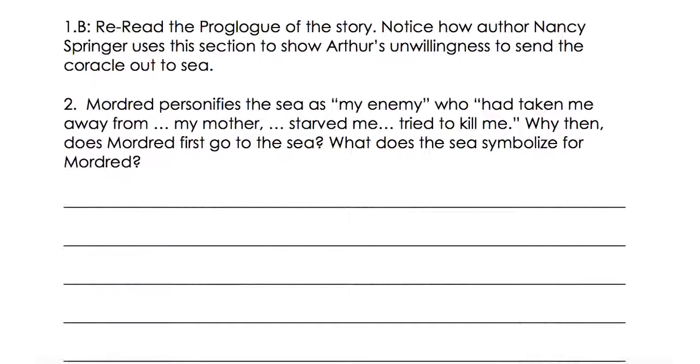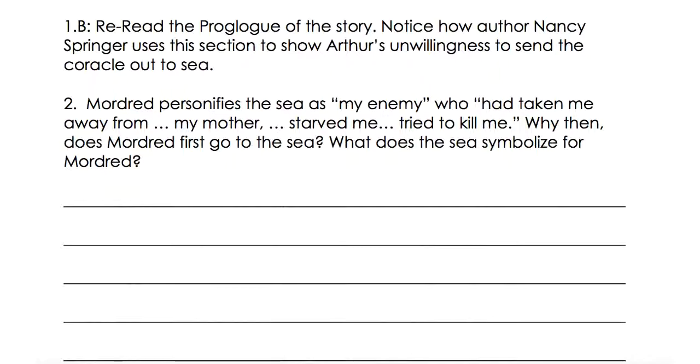Now, this next section here, you're going to reread the prologue of the story. Again, it's only 2 pages, and then you're going to answer question 2. So in this case here, Mordred personifies the sea as his enemy. And then as we continue along here, Mordred goes on his quest, but the first thing he does is go back to the sea. So you're going to describe what the sea symbolizes for Mordred based on the experiences that he had as a very young child in the prologue of our story.